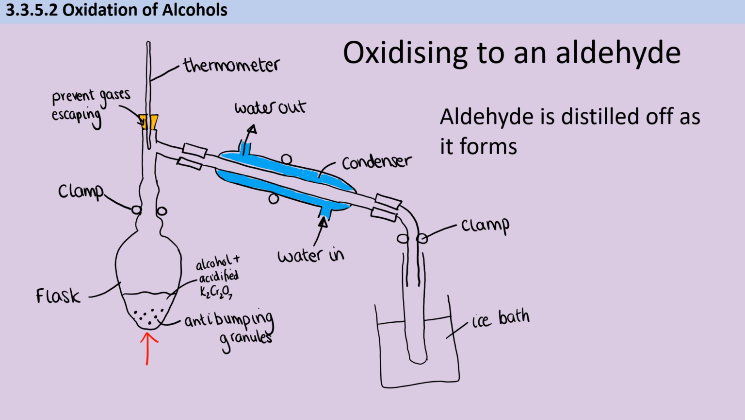At the end, we could either have a collection flask, or here we've just got a beaker, and because we've got a beaker there, we've put it in an ice bath to cool things down even further. We want the product to be as cold as possible to maximise the chance that we can collect as much liquid as possible and we're not losing it as gas to the atmosphere.